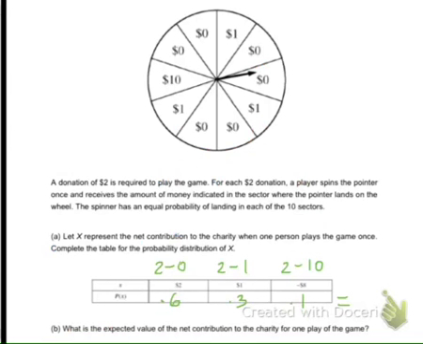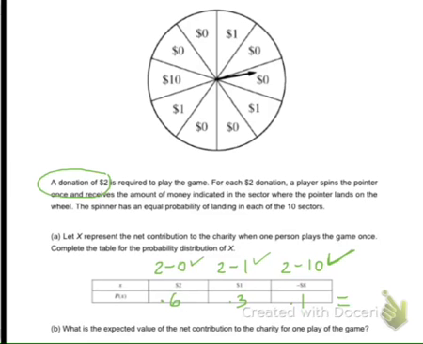Number 3 is about a spin the wheel charity game, making money for a charity. And if you read the question carefully, we are getting $2, but then giving away money. Sometimes we give away 0. Sometimes we give away $1. Sometimes, if we're unlucky, we have to give away $10. And I've written down the answers. For A, it's pretty easy. You count up, there are 10 spaces, 6 out of 10 chance that we give away $0, and only 1 out of 10 chance that we're having to give away the $10.